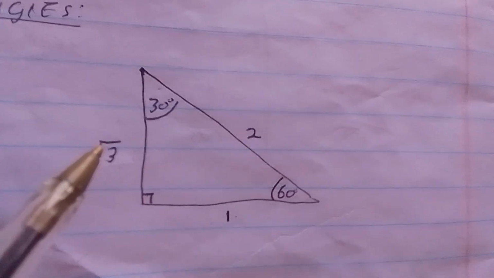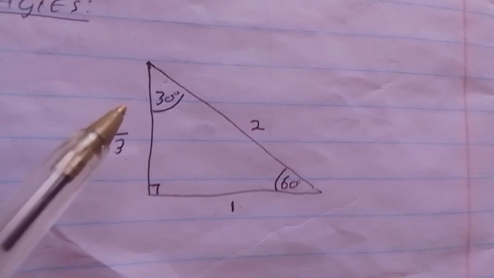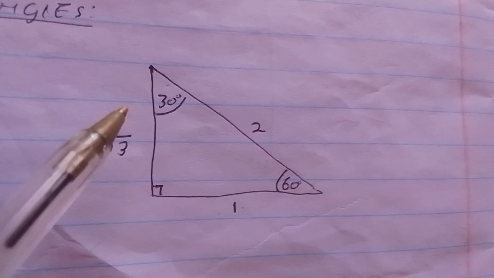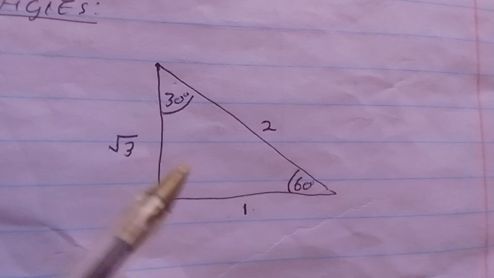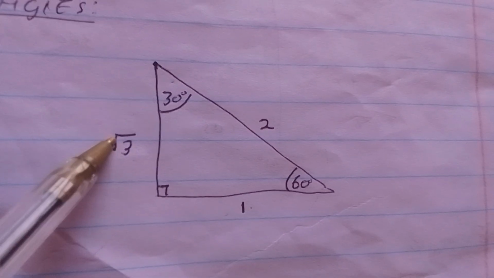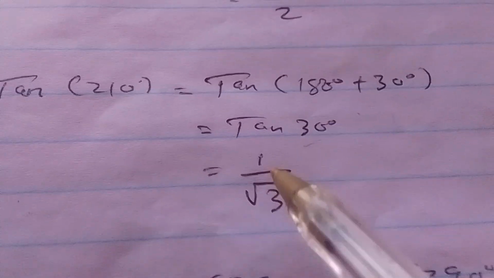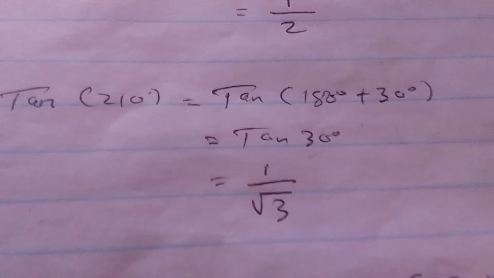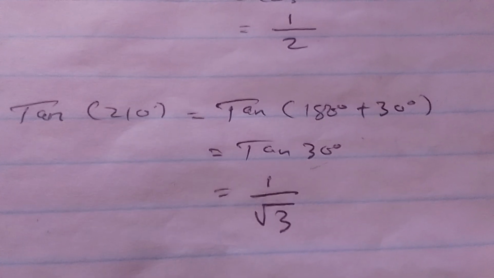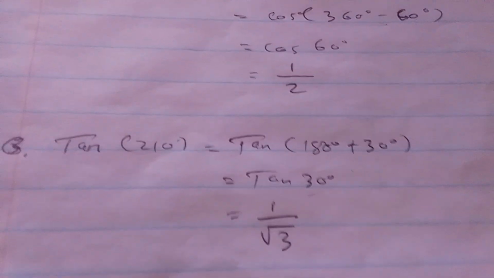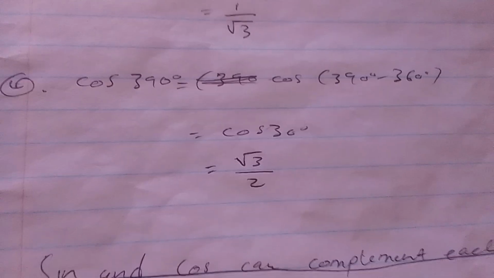So then let's find our tan 30. You know your tan is always opposite over adjacent, so your opposite is 1, your adjacent is square root of 3. So then here's your answer. Tan 30 is 1 over square root of 3. Opposite over adjacent.